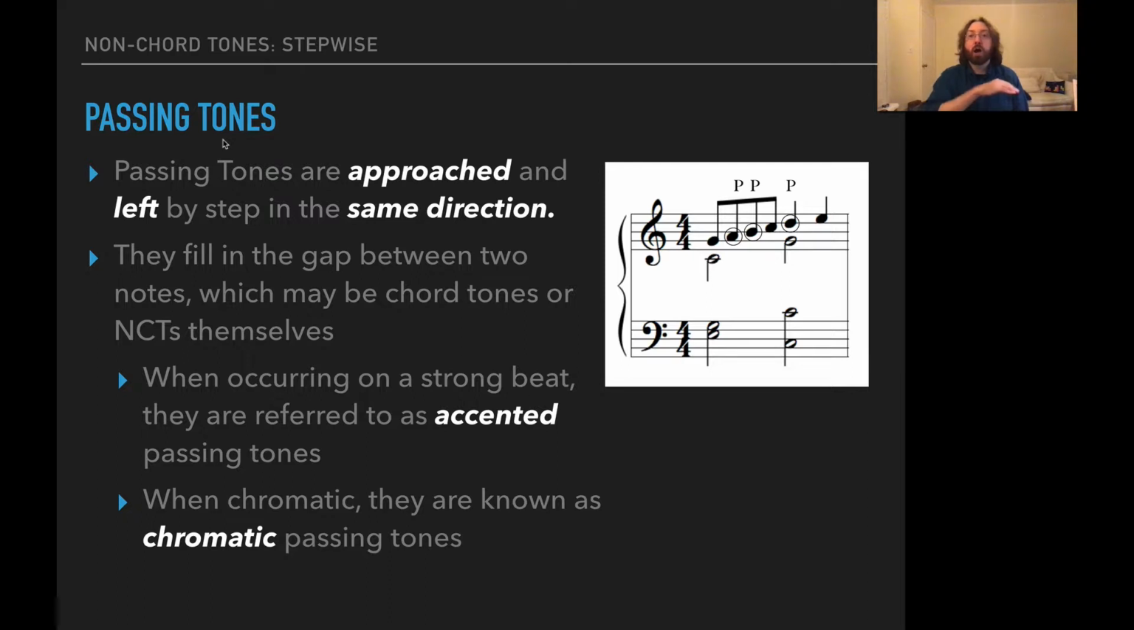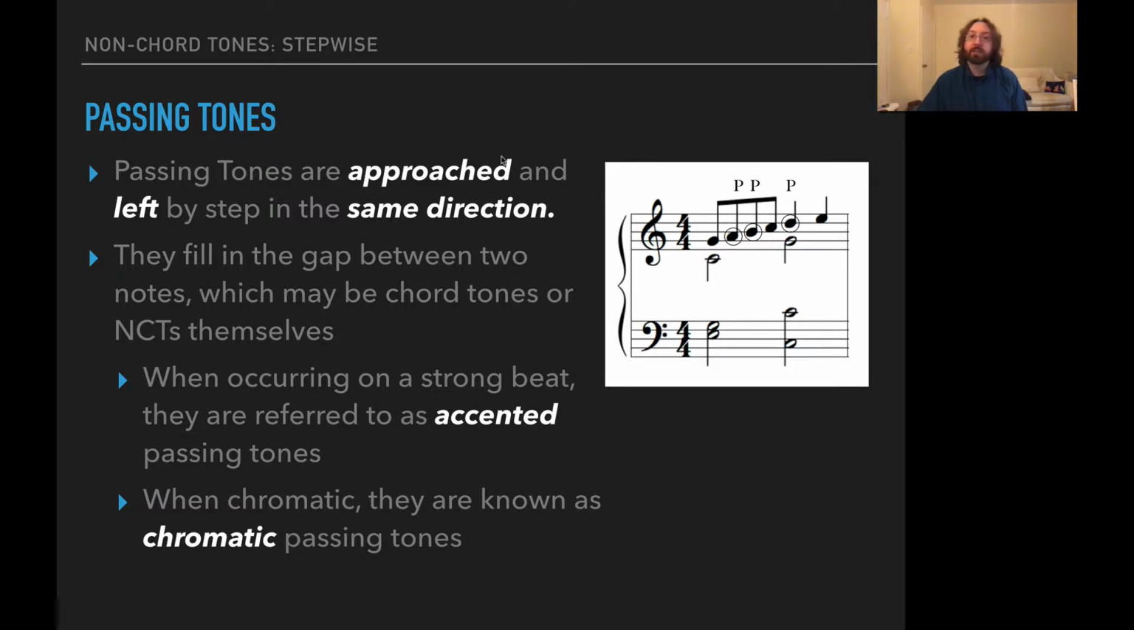Passing tones are approached and left by step in the same direction. So they're either going upwards or downwards. They typically fill in the gap between two notes, which may be chord tones or non-chord tones themselves. If it occurs on a strong beat, they are referred to as accented passing tones. And when they're chromatic, they're known as chromatic passing tones.